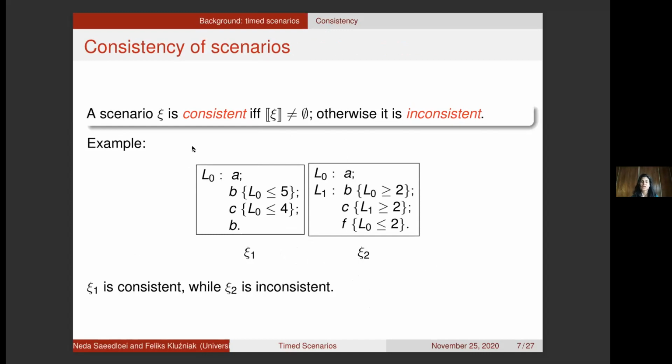We say a scenario is consistent if its semantics is not empty, otherwise it is inconsistent. For example, Psi1, this is a new scenario, is consistent because the set of allowed behaviors, or the semantics of this scenario, is not empty, while the scenario on the right-hand side is inconsistent because it is not possible to have a sequence of events A, B, C, F such that the time difference between A and B is at least 2 units of time, and the time difference between A and F is at most 2 units of time. Therefore, we say Psi2 is inconsistent.